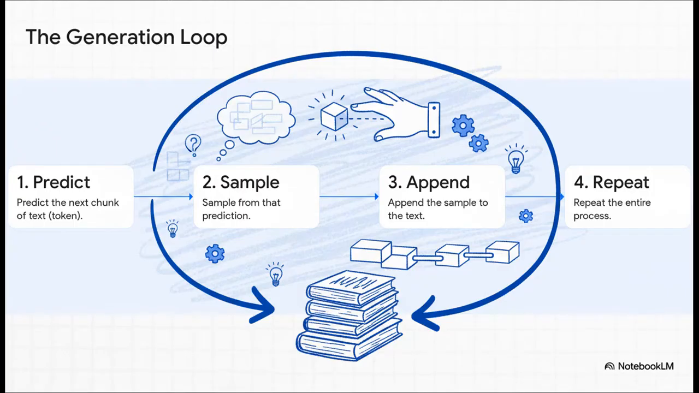So how does it do that? Well, it all happens in this simple repeating loop. First, it predicts the most likely next chunk of text. Then, it samples one possibility from that prediction. It sticks that new piece onto the end of what it's already written, and then it just does the whole thing all over again. Predict, sample, append, repeat, and it's that super simple cycle that lets it build up entire sentences, paragraphs, you name it.